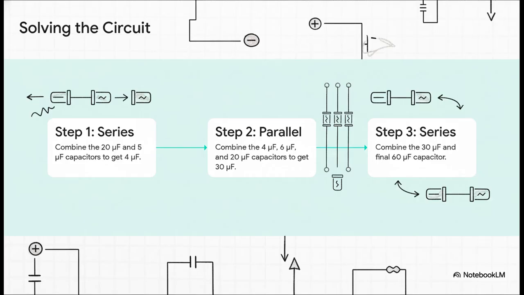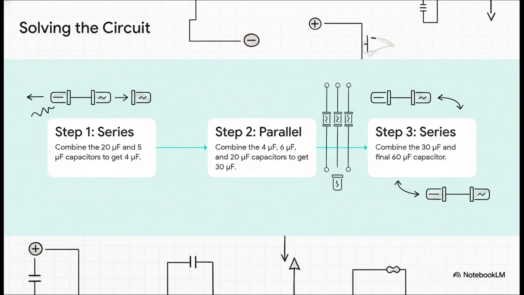Okay, first things first, let's hunt for any simple connections. See that 20 and that 5? They're in series, one after the other. So we use our series formula, and poof, they become a single 4 microfarad capacitor. Okay, our circuit just got simpler.